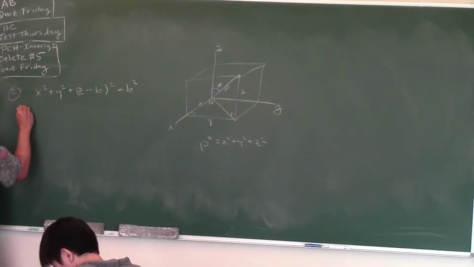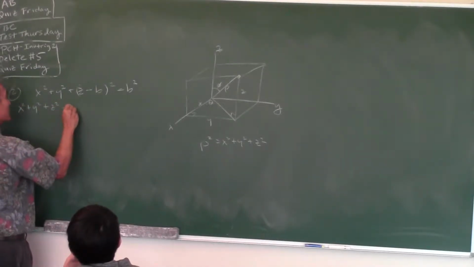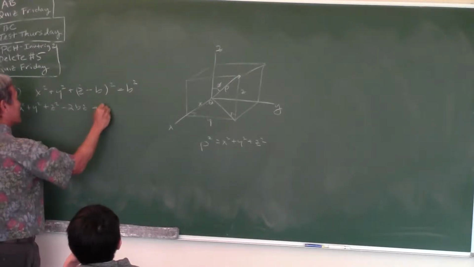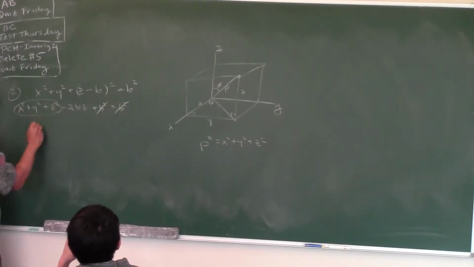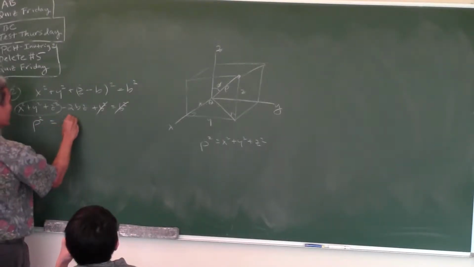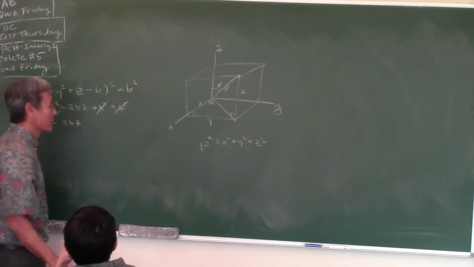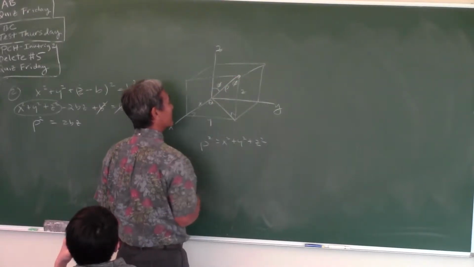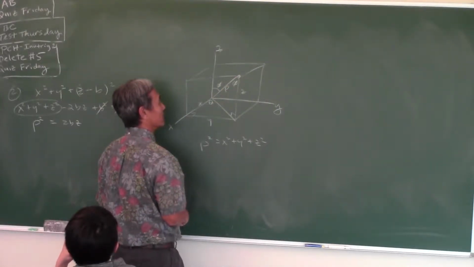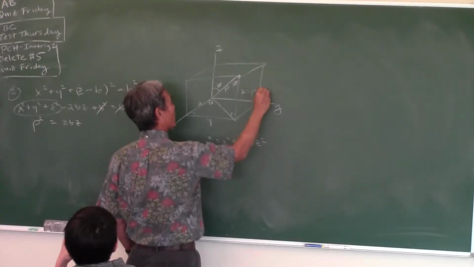Multiply this out. You get x squared plus y squared plus z squared minus 2bz plus b squared equals b squared. The b squareds cancel out. That's rho squared right there, right? So rho squared is equal to 2bz. So we just got to know what z is. If this is phi, wouldn't that angle be phi also? Yeah. So since you have a right triangle here, z would be rho cosine phi.